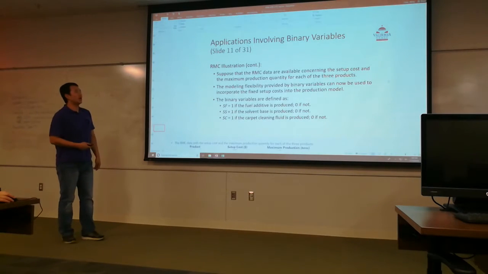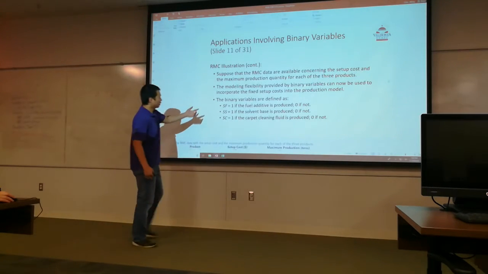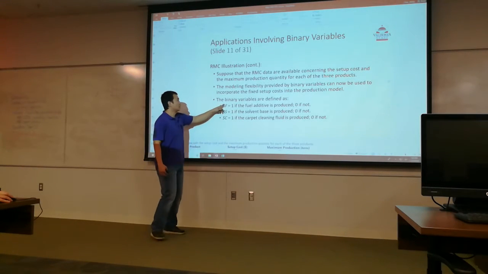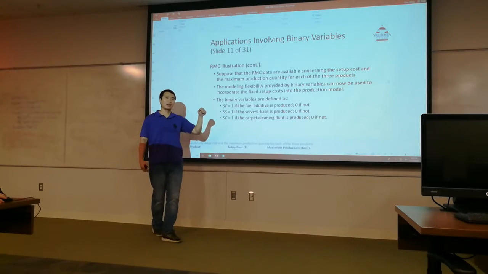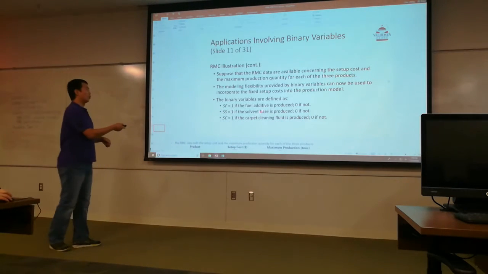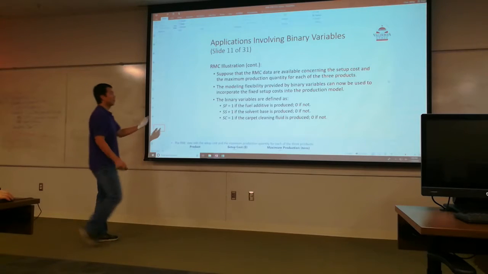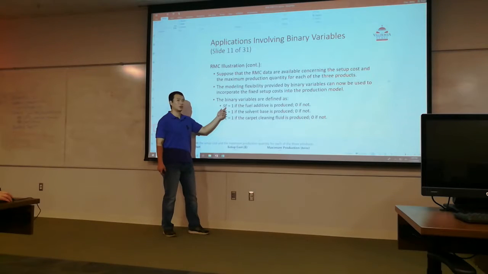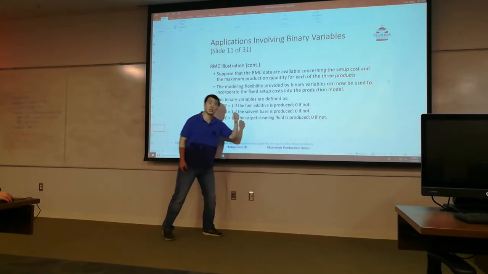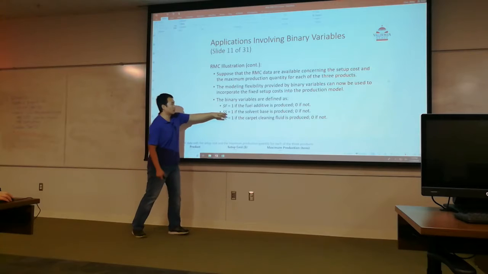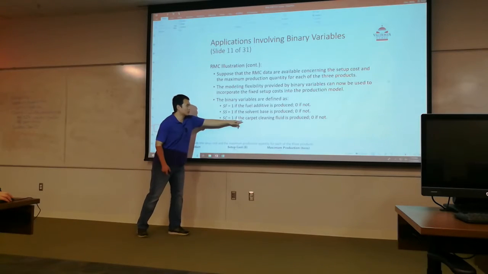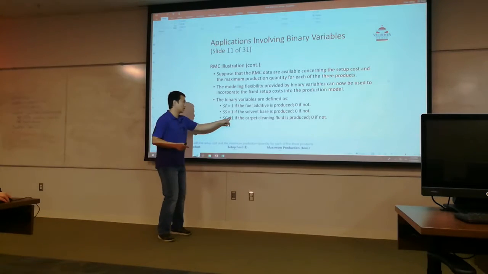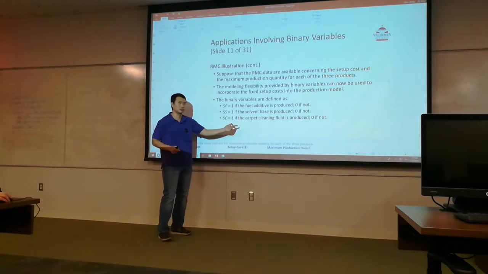But we have to consider the setup cost. So let's model the setup as a design variable. Let's use S_F as a binary variable for producing the fuel additive. So if you want to produce this fuel additive, the design variable's value is 1, otherwise it's going to be 0. Same thing for the solvent base and the carbon cleaning fluid. So if you want to produce one product, the value is 1, otherwise it's going to be 0.